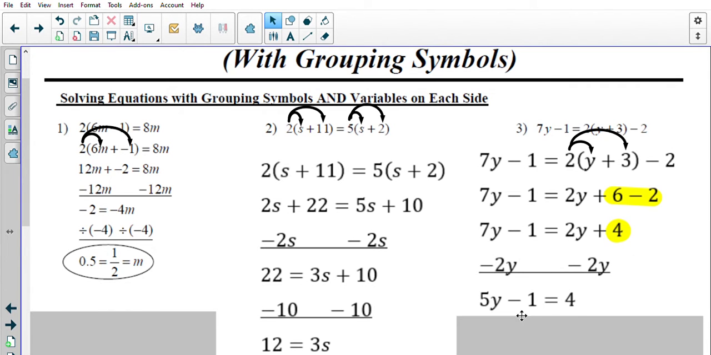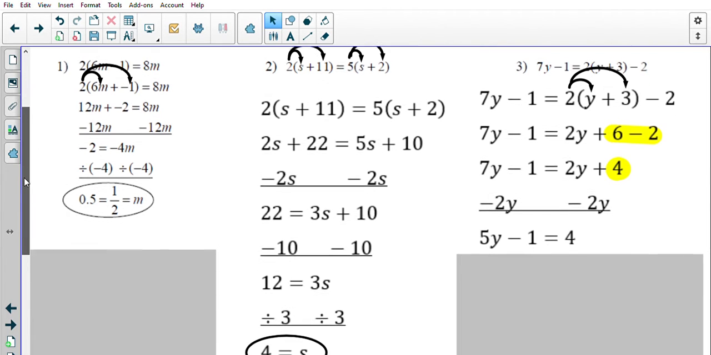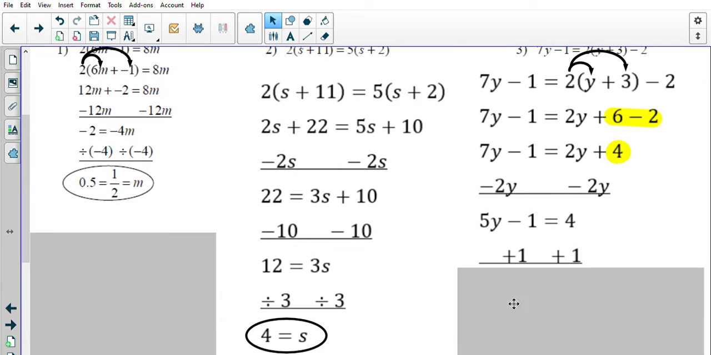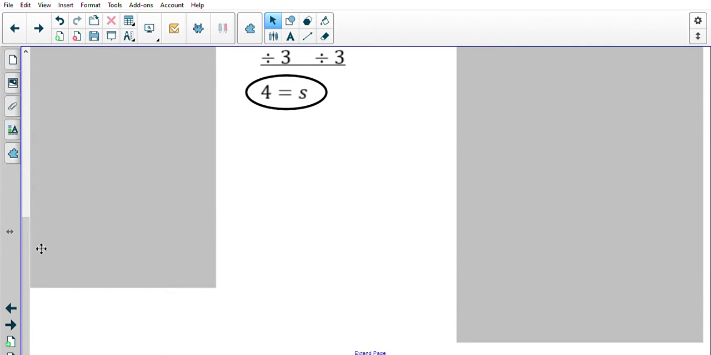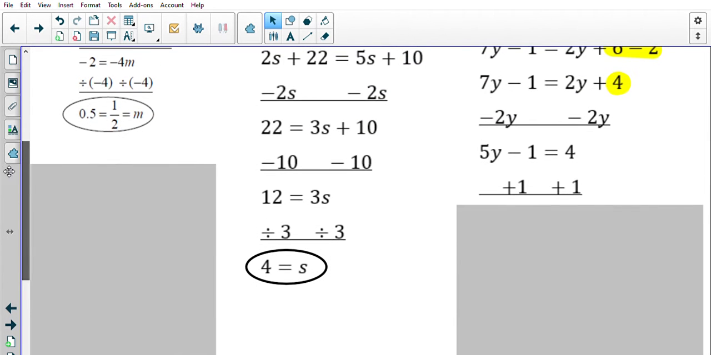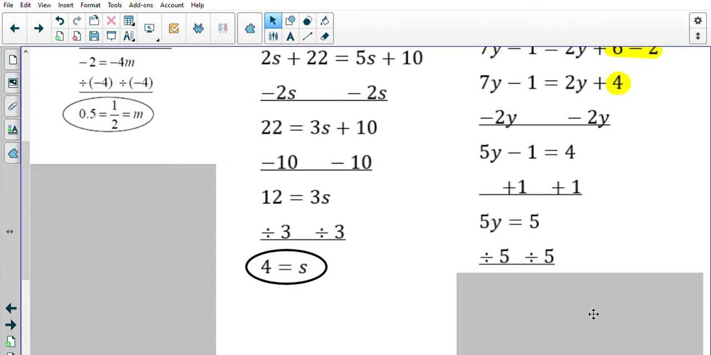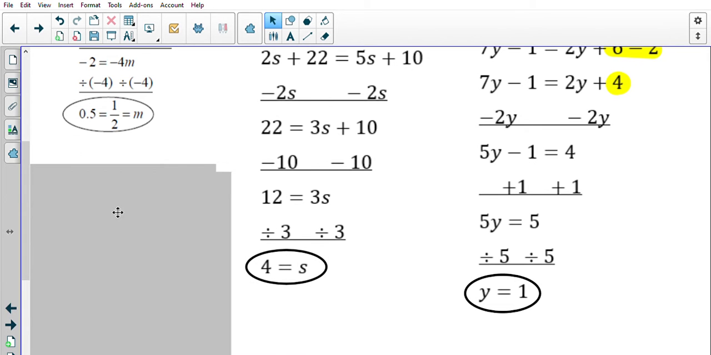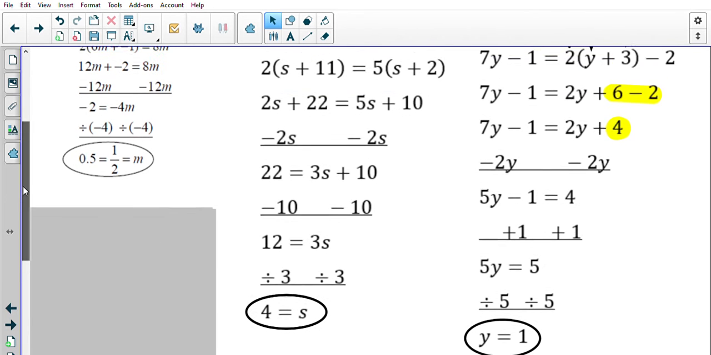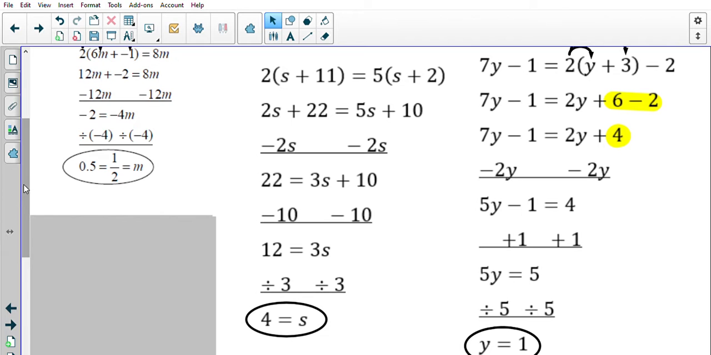Just bring this 4 down. My next step is to add 1 to both sides. That's the inverse of subtracting 1. We just have a two-step equation here. So we'll add 1 to both sides. That's going to get us 5y equals 5. Divide both sides by 5, and my solution is y equals 1. Again, trying to keep most of the answers being whole numbers or integers, nothing too crazy, but you may end up with some decimals or fractions every now and then, like we did with number 1.